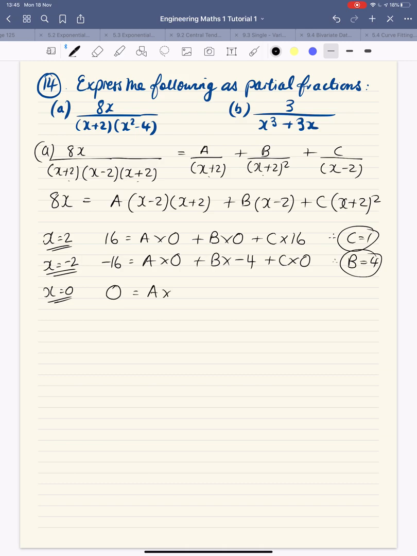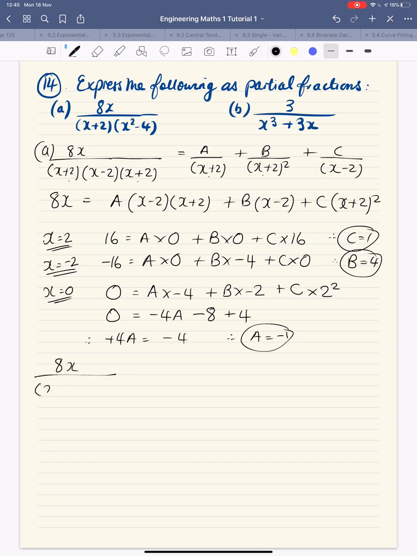0 on the left, a times minus 4, b times minus 2, and then c times 2 squared. So, nothing is a that we need, minus 4a. Minus 2b is minus 8, because b is 4. And then c times 4 is plus, 1 times 4 is plus 4. So therefore, we've got minus 4a, or add 4a to each side, is minus 4. So a is minus 1. So we end up, summarise it properly, we can say that 8x over x plus 2, x squared minus 4, is minus 1 over x plus 2, plus 4 over x plus 2 squared, plus 1 over x minus 2.